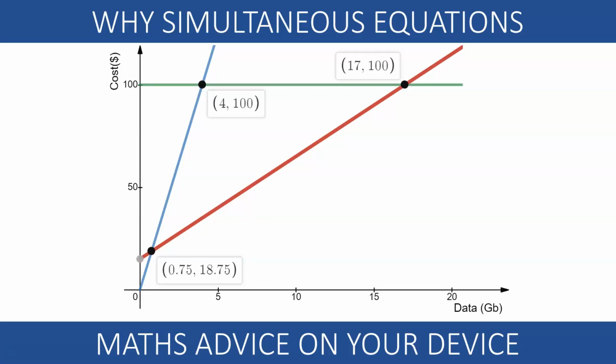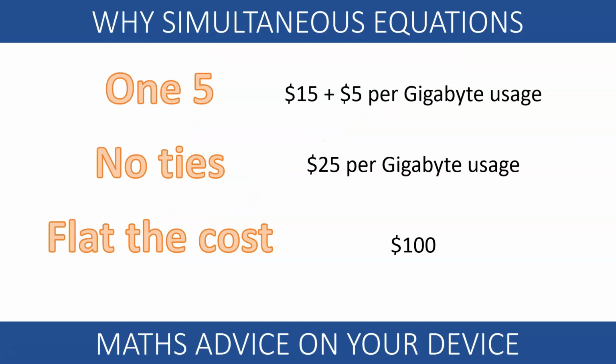In this video, we use simultaneous equations to choose the best mobile company for our needs. OneFive mobile company charges a monthly connection of $15 and $5 per gigabyte usage. NoTies mobile company charges no monthly connection but $25 per gigabyte. Flat the Coast charges a flat monthly connection of $100. We need to decide which company works better for us. Of course, this depends on how much data we are expecting to use every month.